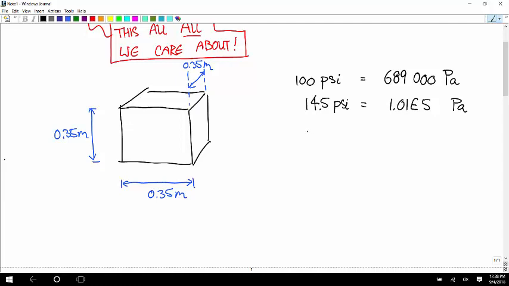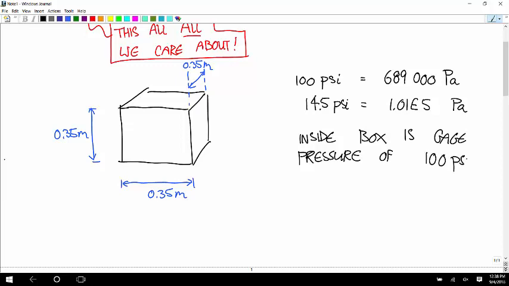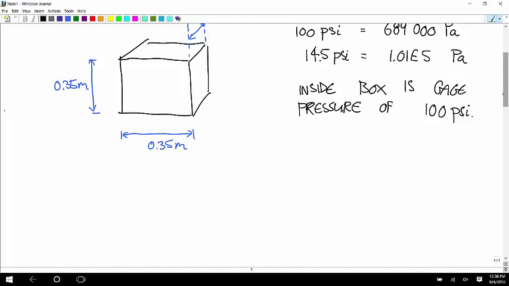And we're given in this problem that inside the box is a gauge pressure of 100 psi. And so let's draw a free body diagram, and it asks a bunch of questions about equilibrium. Let's think about a free body diagram of one face. It doesn't matter which one, they're all the same.